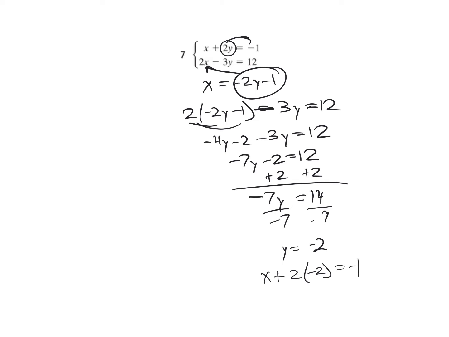I'm substituting back into one of the original equations. X plus negative 4 equals negative 1. So we add 4 to both sides. X equals 3. So 3, negative 2 would be the answer.